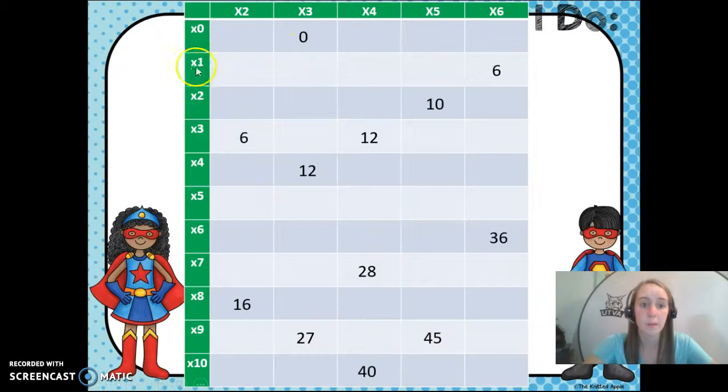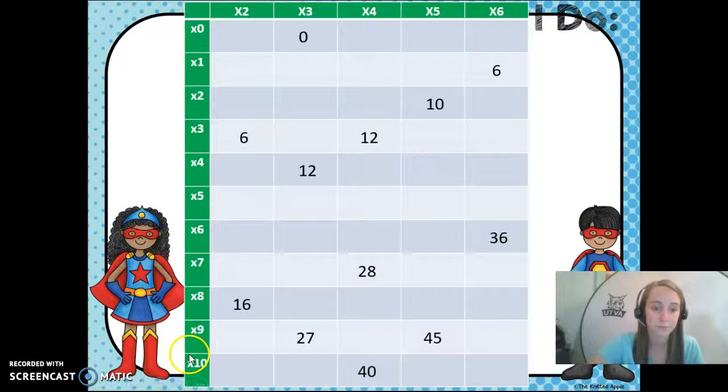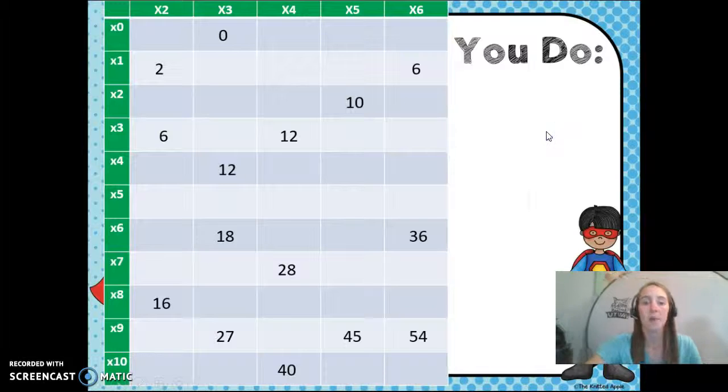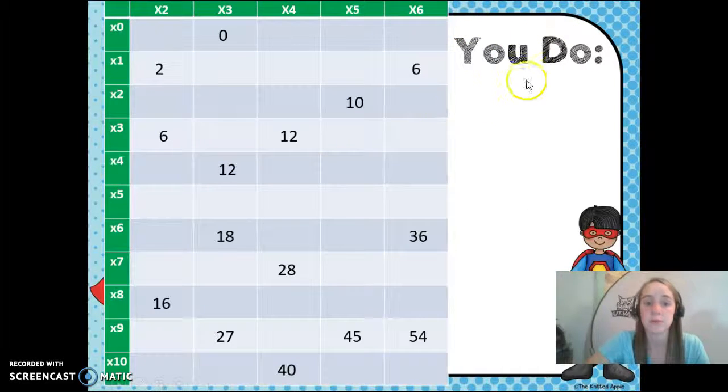The next one, multiply by 1. 1 times 2, 1 times 3, 1 times 4, 1 times 5, and 1 times 6. So 1 times 2, it equals 2. 1 and 3. What does 1 times 3 equal? So fill in those missing numbers. You're going to keep going all the way to 10 over here, and you're only multiplying by 2, multiply by 3, multiply by 4, multiply by 5, multiply by 6. So this is what your page looks like, and I will send it to you in the email.